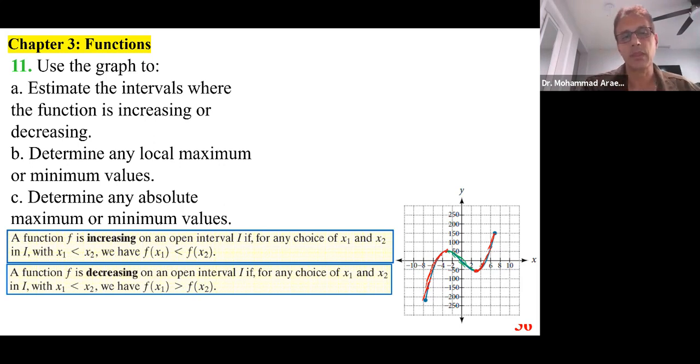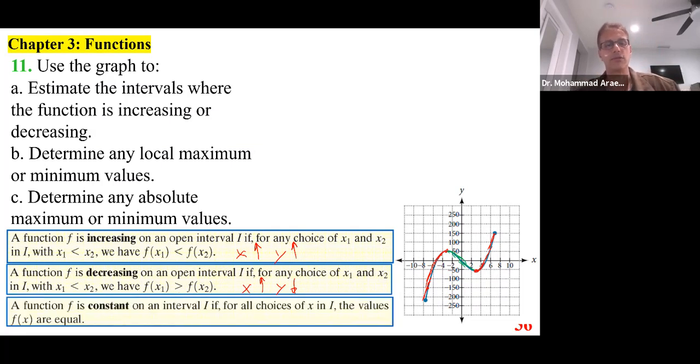What does it mean? Short version, x goes up, y goes up. This is increasing. As you go from left to right, x gets larger. If the y gets larger also, we say the function is increasing. On the other hand, in the case of decreasing, when x goes up, the y value goes down. And in the case of a constant, of course, the values for f of x stay constant. You're looking at a horizontal line in essence.